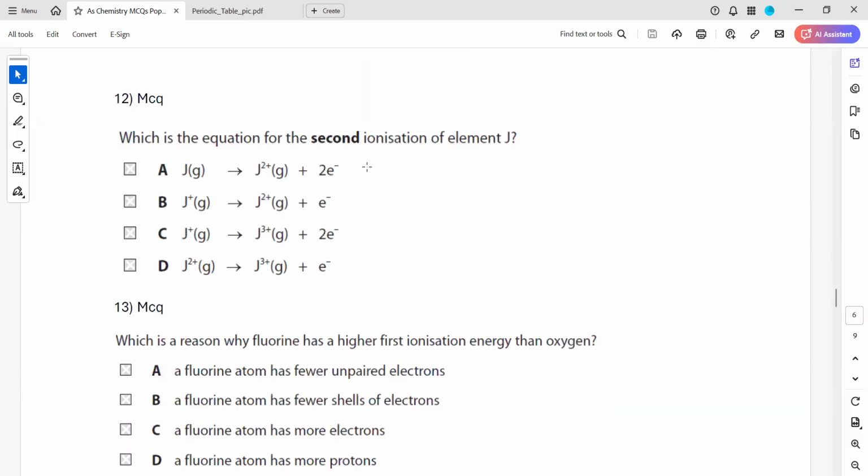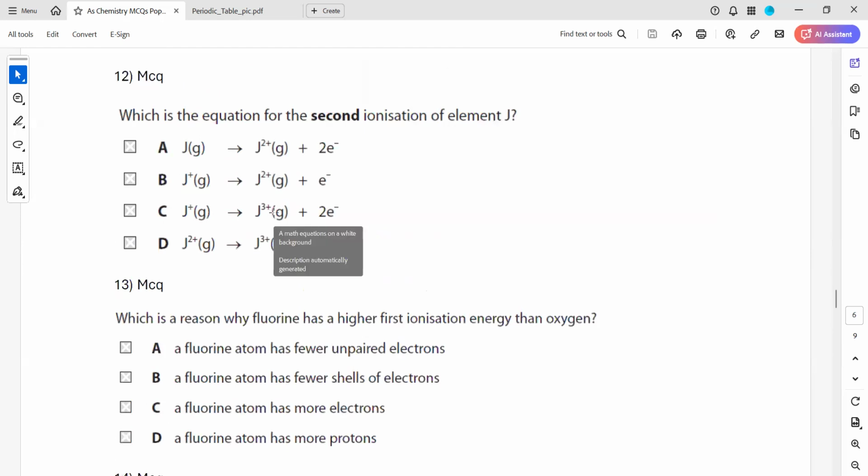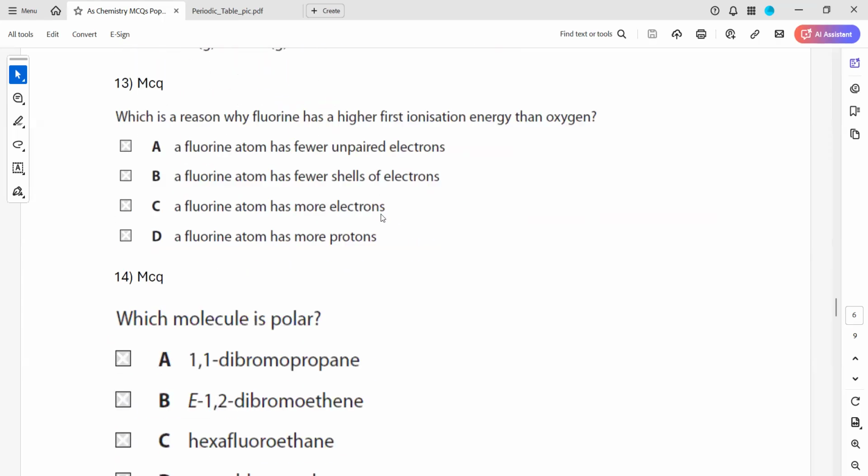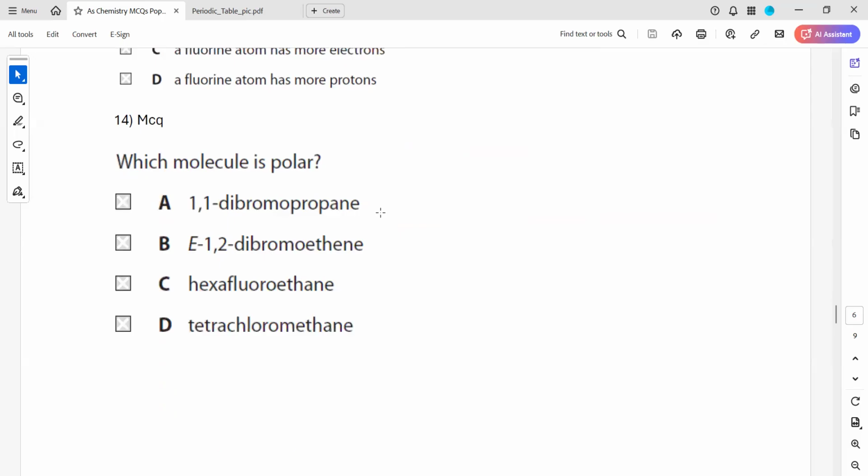Question 12, any doubt? Question 12. Question 13. Question 14. 13 and 14. Okay.